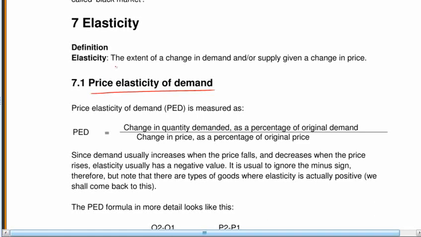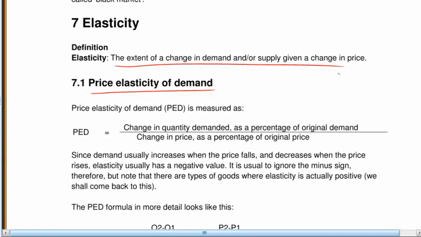Okay, price elasticity of demand is defined as the extent of a change in demand given a change in price. So it's a measure of responsiveness. It's the responsiveness of demand to a change in price. So if you change your price by 10%, does demand change by more or less than 10%? If it changes by more than 10%, we might call that elastic. If it changes by less than 10%, we might call that inelastic. So elastic means it's responsive, inelastic means it's unresponsive.